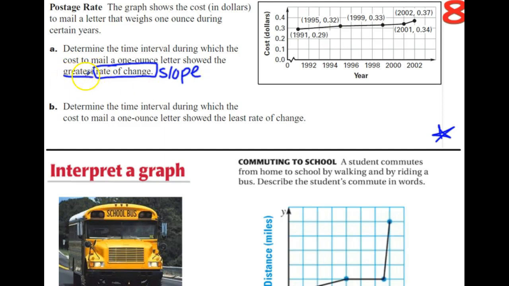So which one had the greatest or the most positive slope? So which one would be walking uphill the fastest? If we had a man on here that was walking, or a woman, walking, walking, whoa, this part here seems to be going up steeper than all of the rest. So it says during the time interval, from here to here, this is 2001 to 2002.